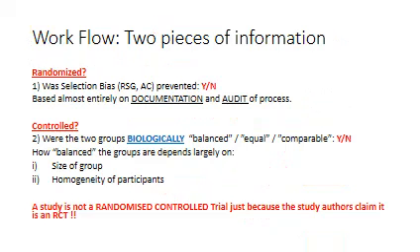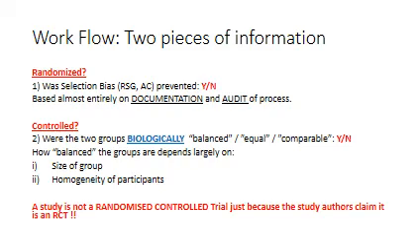Now, let's look at the workflow. You need two pieces of information to call this a randomized control trial. The first question is, was it randomized? Randomization is composed of random number generation and allocation concealment. They come together, right? So it's either a yes or a no. There's no maybe and things like that. It's a yes or a no. And this yes or no is based almost entirely on documentation and audit of processes, right?